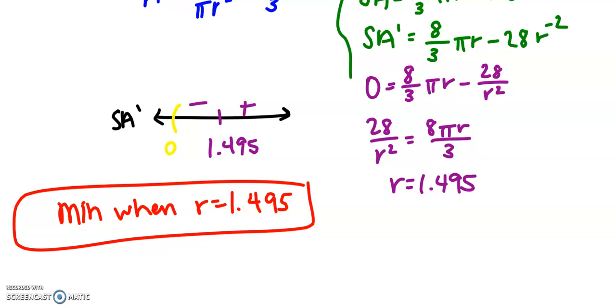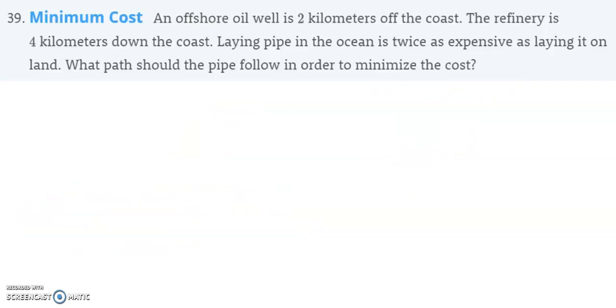All right, next one. Number 39, minimum cost. So this was one that I talked to my class about, that we wanted you to just try it and think about it. It's definitely a challenge problem. It says an offshore oil well is 2 kilometers off of the coast. So I'm going to give myself a coastline, and I'm going to put this oil well 2 kilometers off of the coast. Okay, and we know that our distance is going to meet up at the right angle from our geometry days. It says the refinery is 4 kilometers down the coast.